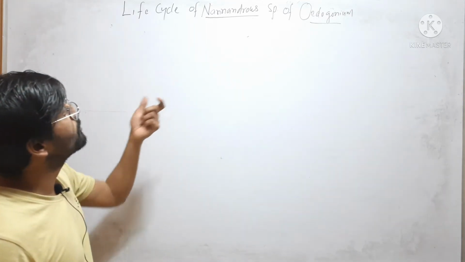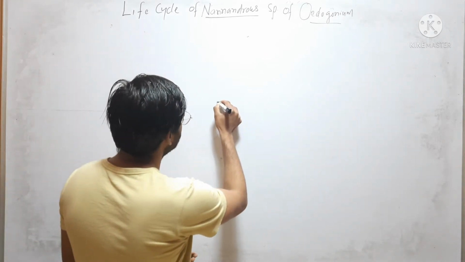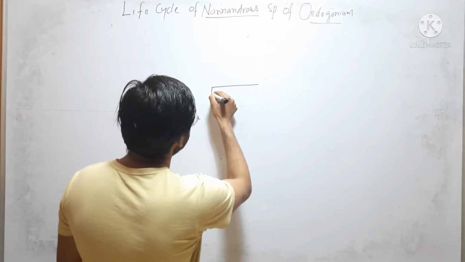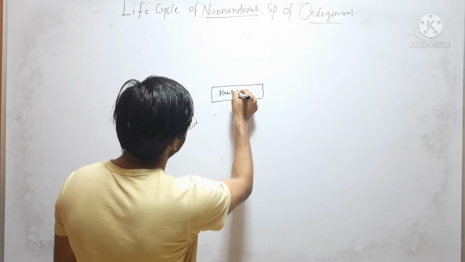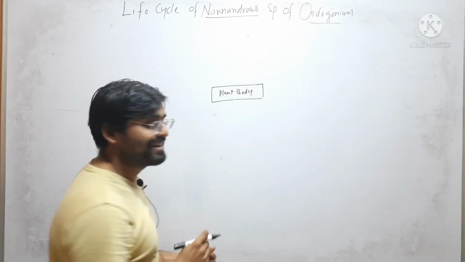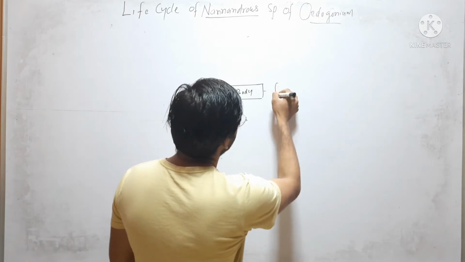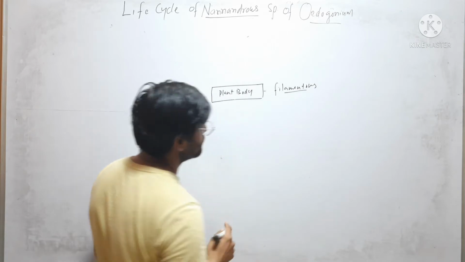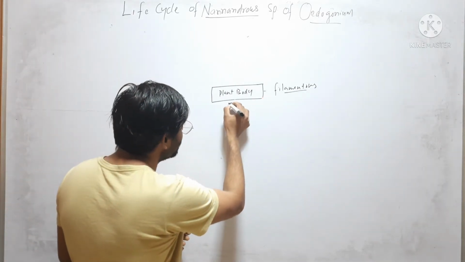Hello friends, in this video we will discuss the life cycle of Nannandrous species of Oedogonium. So, suppose this is a plant body of Nannandrous species. We know that the plant body of Nannandrous species is filamentous. It is multicellular and filamentous, and this plant body is always haploid.